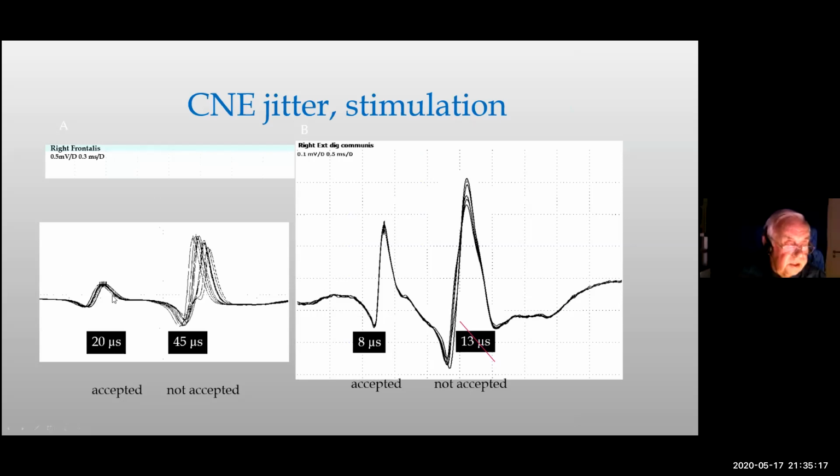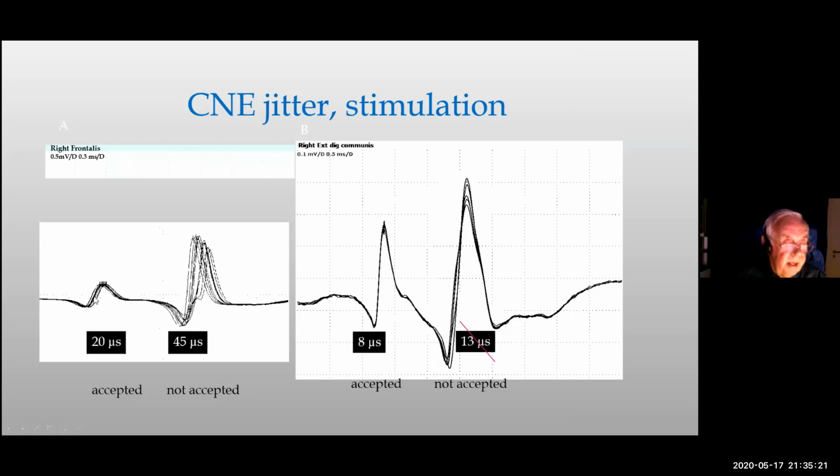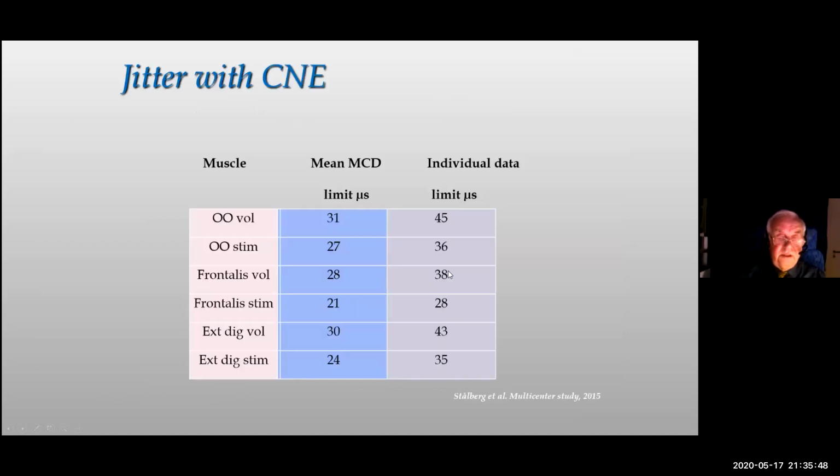Here's a situation, stimulation, and you see good, nice parallel rising, and here is a terrible situation. So this is not a large jitter, it's technical. And here it looks nice, even the jitter is small, but these are 2 or 3 fibers that summate. So we cannot just judge from the jitter value, but also we must check the shape of the signals.